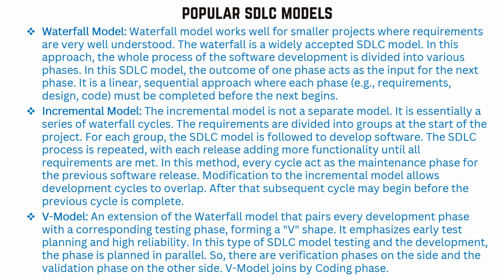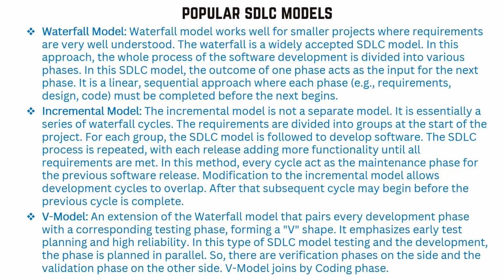Then the incremental model. The incremental model is not a separate model. It is essentially a series of waterfall cycles. The requirements are divided into groups at the start of the project. For each group, the SDLC model is followed to develop software. The SDLC process is repeated with each release, adding more functionality until all the requirements are met. In this method, every cycle acts as the maintenance phase for the previous software release.